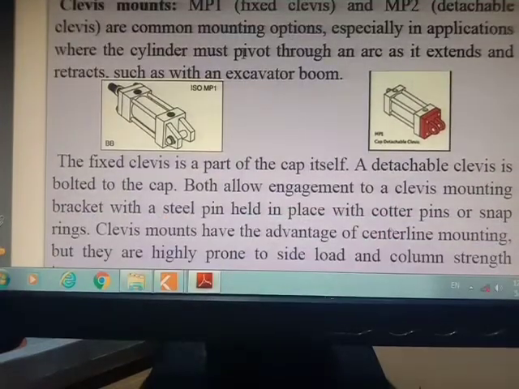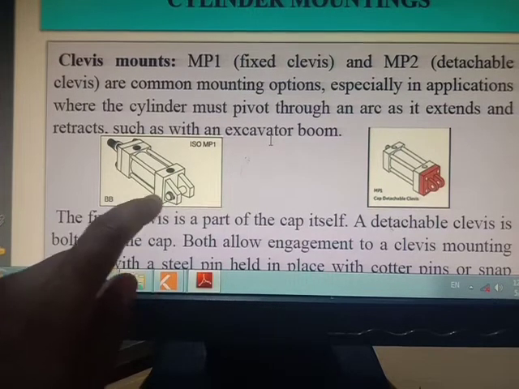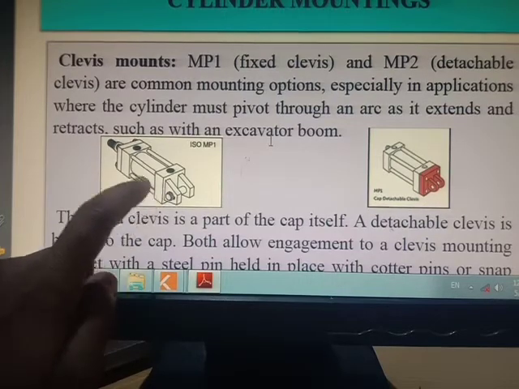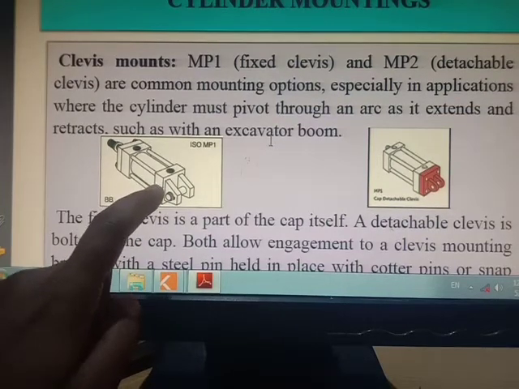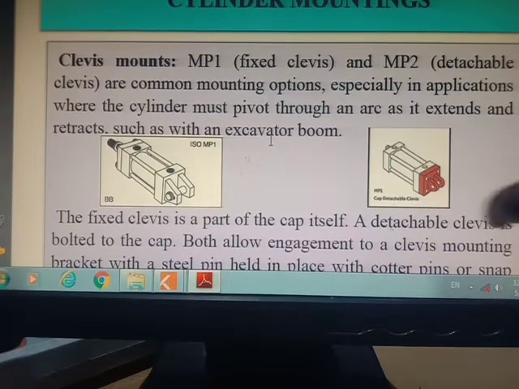And another mounting is known as the Clevis mount. Right? So what is the Clevis mount? There are two types of Clevis mount. One is the fixed Clevis. So this part you can say is the fixed one. It is permanently fitted to the hydraulic cylinder, and this is the detachable one, so removable. So this part can be removed. So this Clevis can be removed.